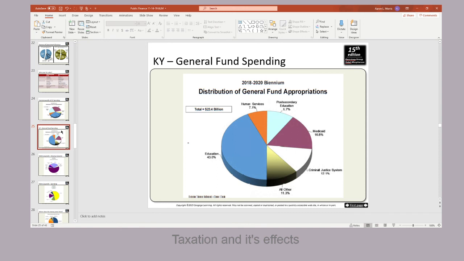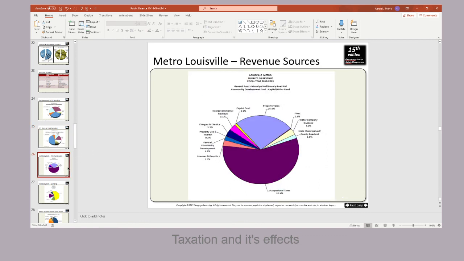And when we just look at the general fund, the overall general fund, taking out things that are necessary and mandated spending, almost half of that is on K through 12 education. So these are the big items that your states spend money on.